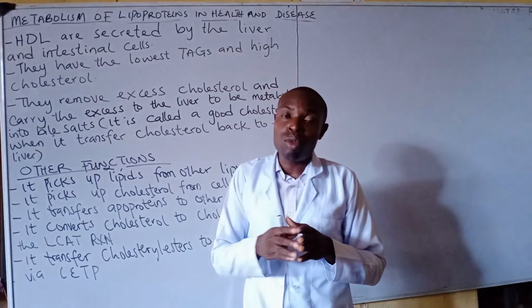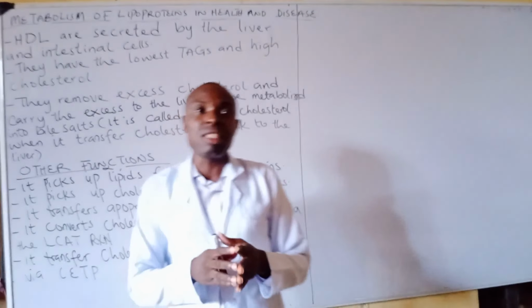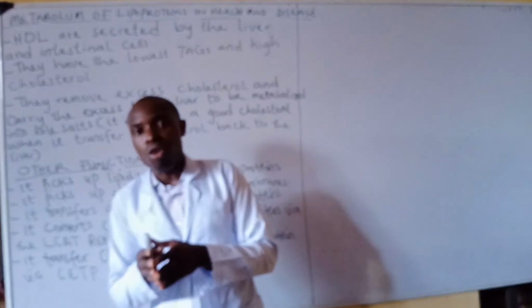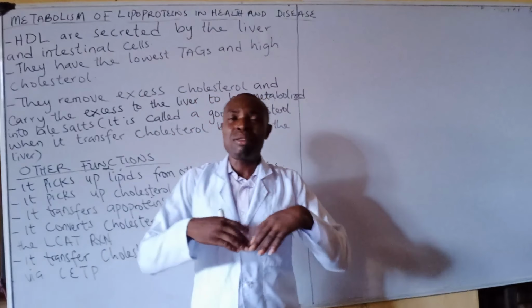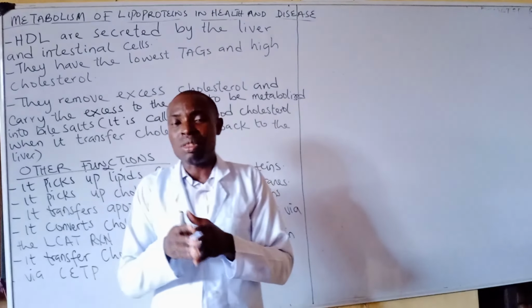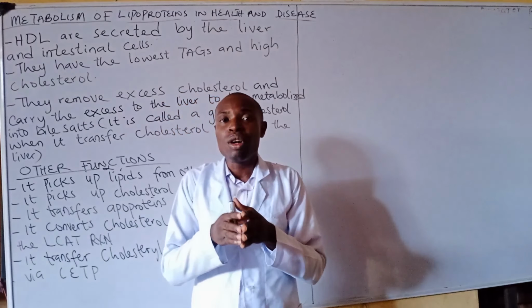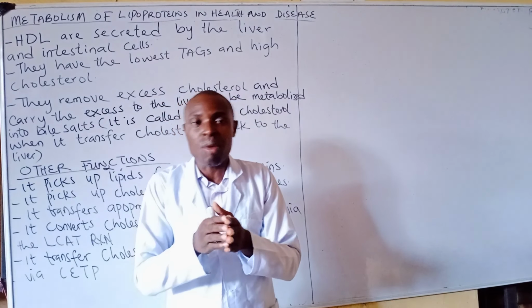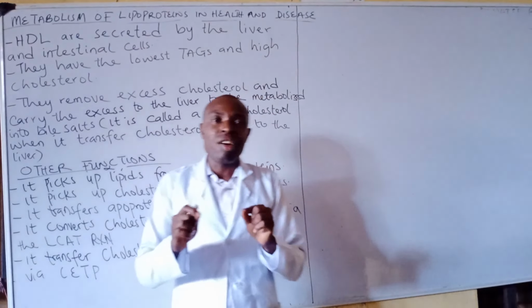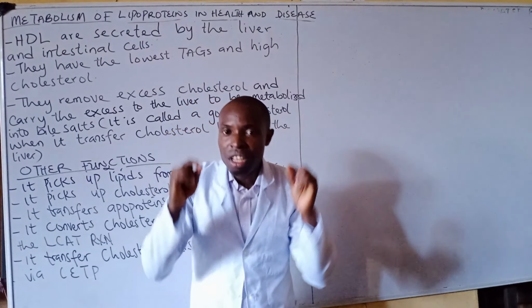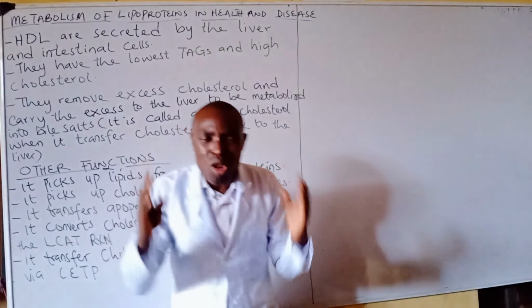In part one, we talked about what we call lipoproteins. Lipoproteins are protein molecules that transport fats, and we talked about so many things about them. We said that we have different kinds of lipoproteins: the chylomicrons, the VLDL, the LDL, the HDL, and we talked about their function.